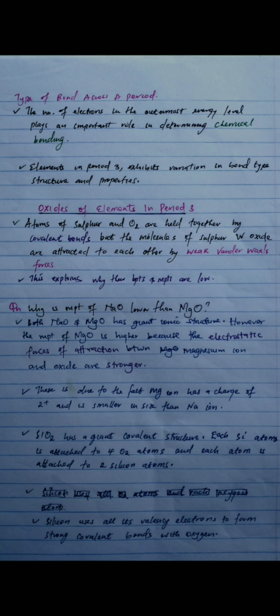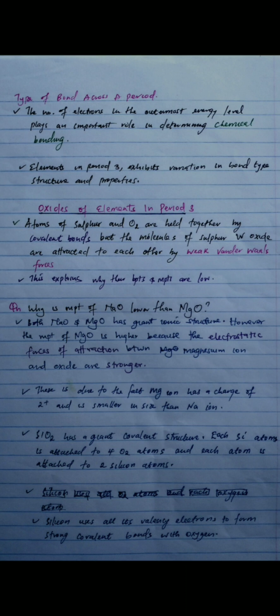The number of electrons in the outermost energy level plays an important role in determining chemical bonding. Elements in period 3 exhibit variation in bond type, structure, and property. The first one is oxides of elements in period 3. Atoms of sulfur and oxygen are held together by covalent bonds, but the molecules of sulfur(IV) oxide are attracted to each other by weak van der Waals forces. This explains why the boiling points and melting points are low.